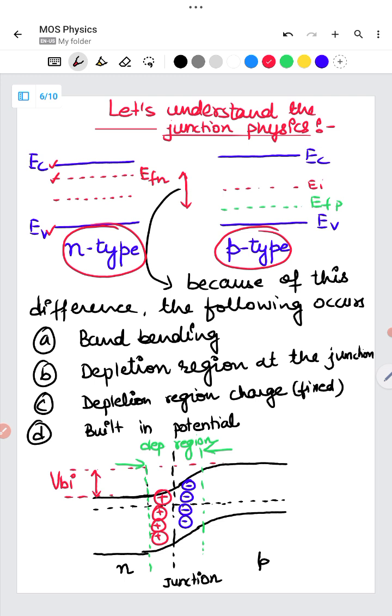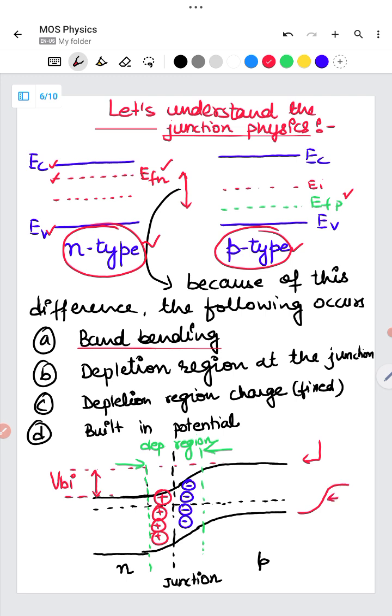When you make a contact between the p-type and n-type semiconductor, because of these junctions, the following phenomena occur. Whenever we study any junction physics, let's say we are making a junction between two different materials, for example in this case p-type and n-type, the following phenomena will definitely occur. If these materials have a difference in their Fermi level positions, definitely there will be a bending when you make a contact of these two. You can see this bending.